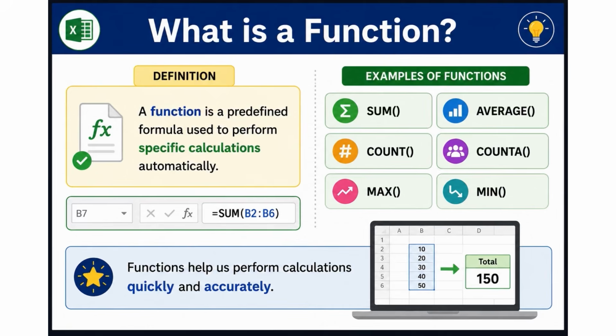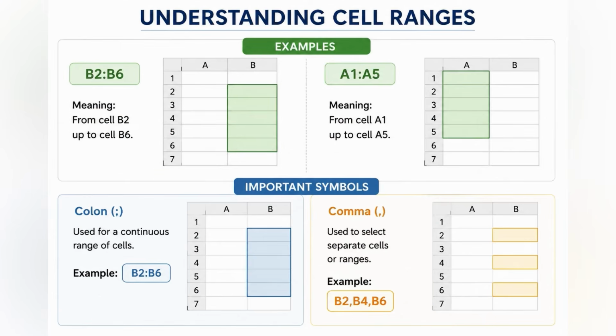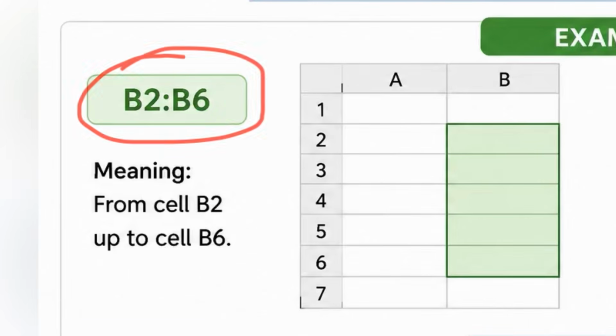Before we start using functions, it is important to understand cell ranges. A cell range is a group of cells selected together. Let's look at the first example. B2 colon B6 means all the cells from B2 up to B6 are included in the selection. Notice that these cells are next to each other, forming one continuous range.